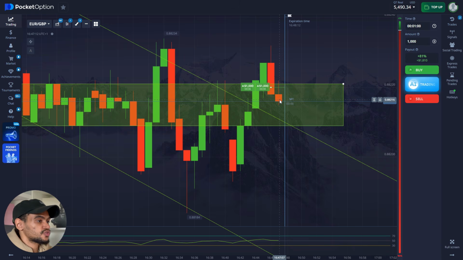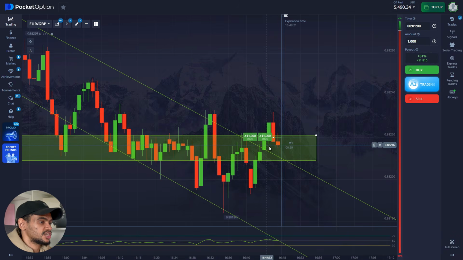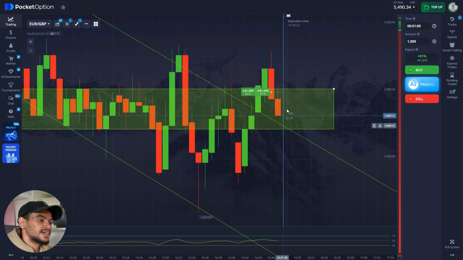So let's observe this. 35 seconds left. Let's see how it behaves. We already broke the 50 level on RSI, so we should be moving into overbought condition here with the strong impulse that we got. This might be a retest once again of a support level, but seconds left.